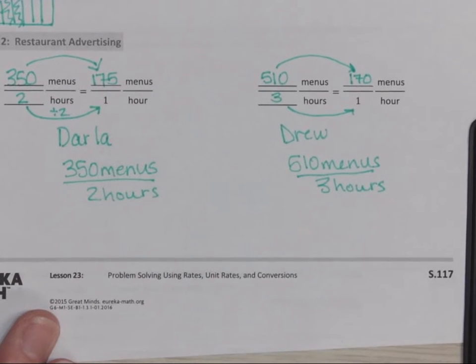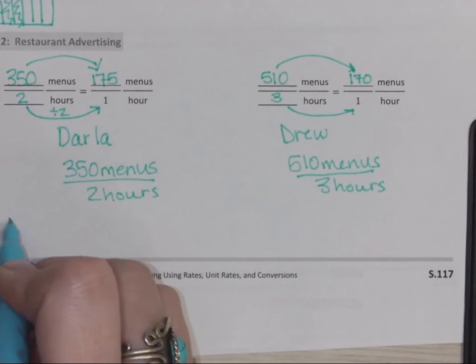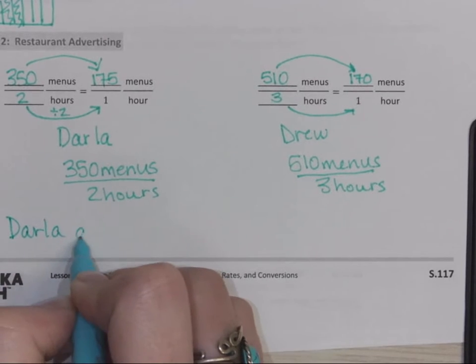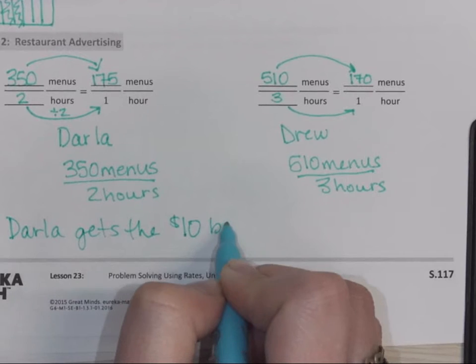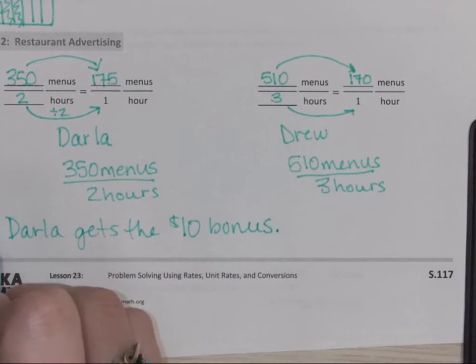So, who gets the bonus? Who gets the bonus, Persephone? Darla gets the $10 bonus. You should be at a level 0.